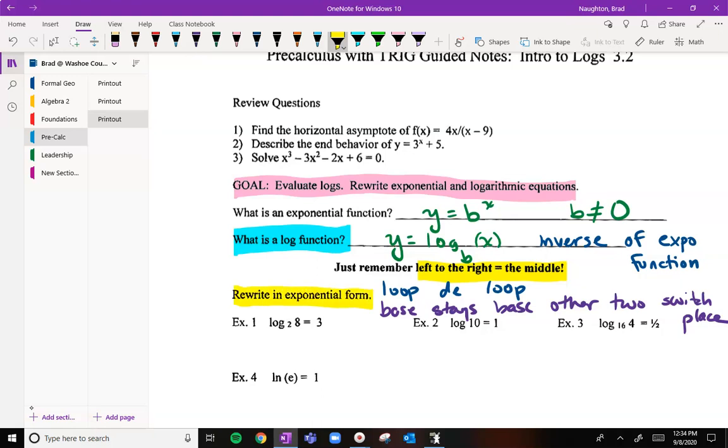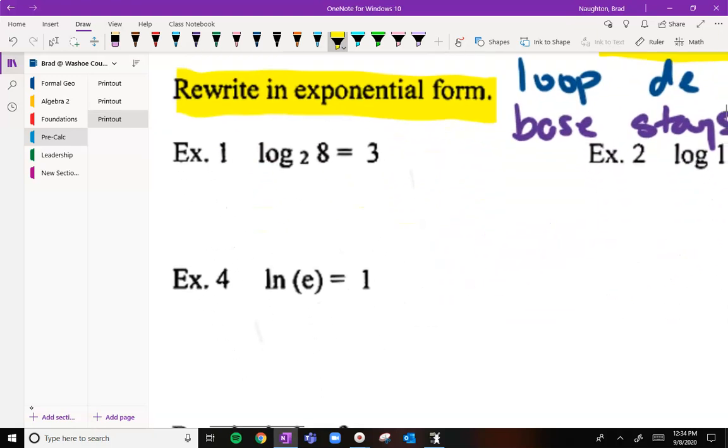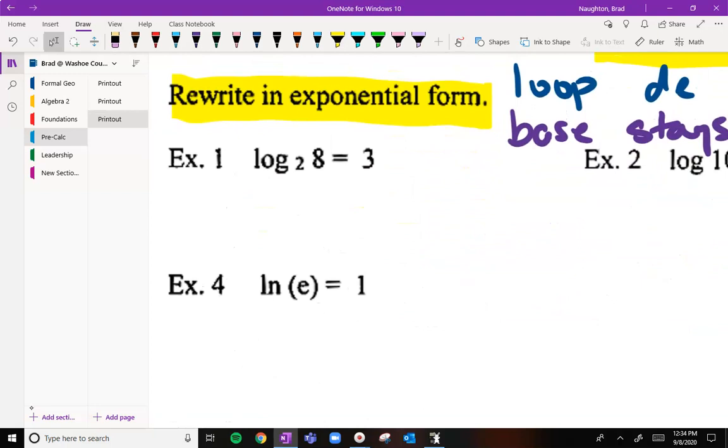So the first thing we're going to do is try to get the feel of our exponential form. So let's go ahead and take a look at number one, okay? So, ladies and gentlemen, boys and girls, it says log base 2 of 8 obviously equals 3. So we're going to convert this to exponent form, but really quickly, I just want you to go back over this.